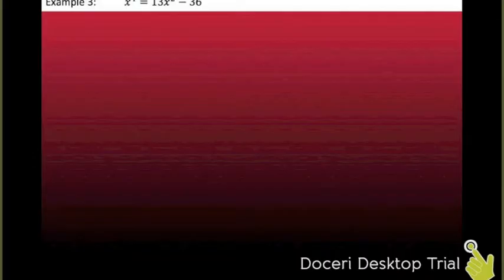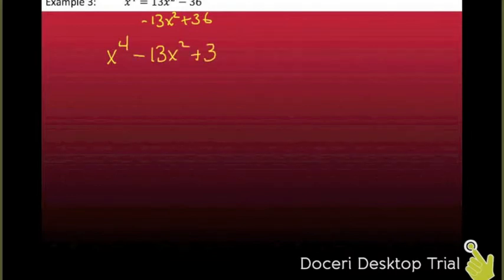The next example. For all of these, the very first thing you want to do is go ahead and get them equal to 0. So for this one, we're going to subtract 13x squared and add 36. So you're going to end up with x to the fourth minus 13x squared plus 36 equals 0.